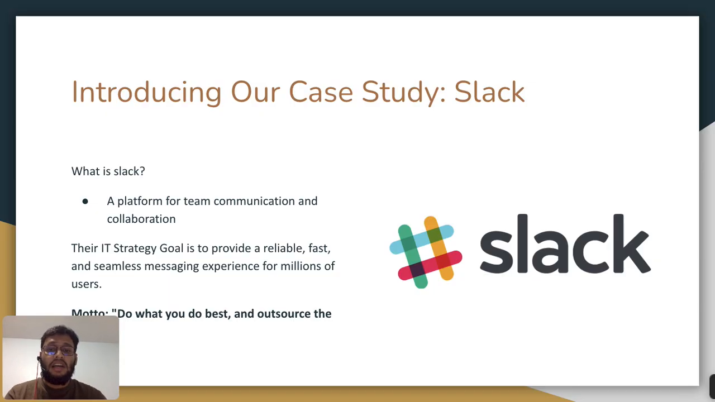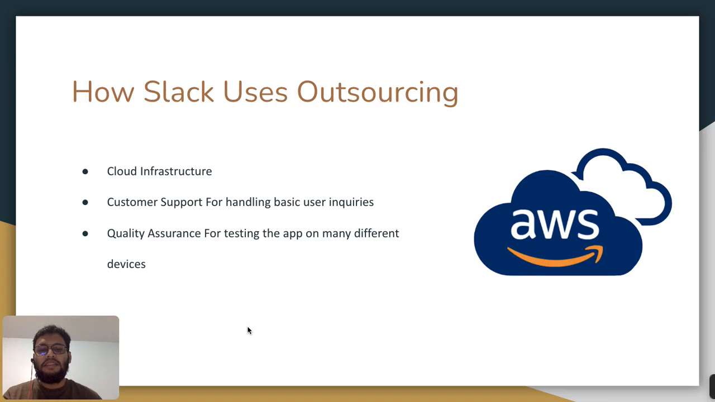To achieve this, they follow a very simple principle. They focus on what they do best, which is developing their software and user experience. So how exactly do they outsource? If they're more focused on developing software and experience, how do they exactly outsource? In this section, you can see the image of AWS. The most important and famous example is their use of Amazon Web Services, AWS.